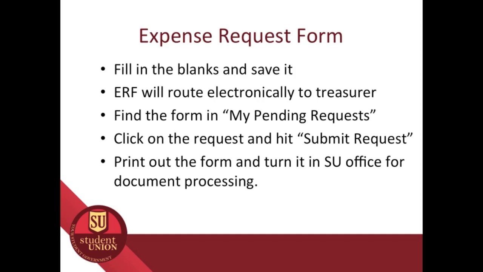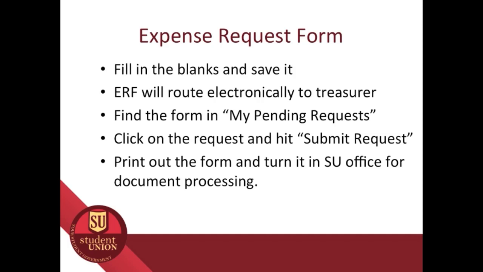The student group expense request form is the form you'll use anytime you need to spend funds from any of your group's accounts. Once you save the form, it will route electronically to you, the treasurer, for approval. You will find the document in your My Pending Requests folder. Click on the request and hit Submit Request. Once the form is submitted, you can print it and turn it in the Student Union office for document processing.